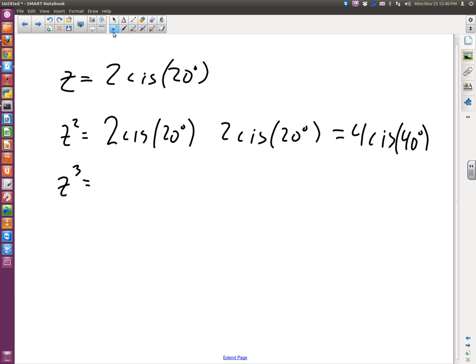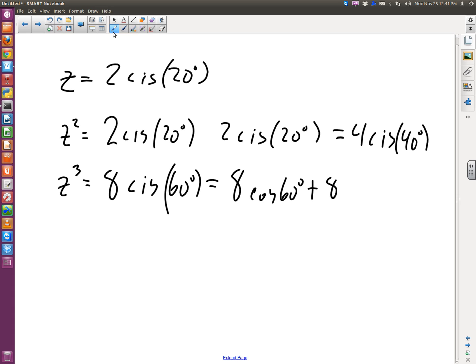Okay. What's the original number cubed? Not 6, 8 cis 60. Right. Okay, can you convert that back to rectilinear? It's 8 times cosine of 60 plus 8i times the sine of 60.